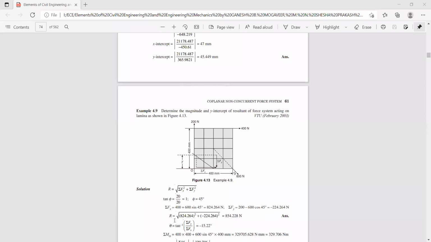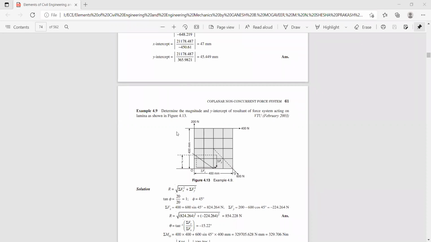Thereby we get the magnitude of the resultant, that is 854.228 Newton. And also you can find the direction of the resultant. It works out to be 15.22 degrees. Now you have to consider the moment of all the forces with respect to this point. Since the 200 Newton force is acting along the y-axis, coinciding with this point, the moment becomes 0.